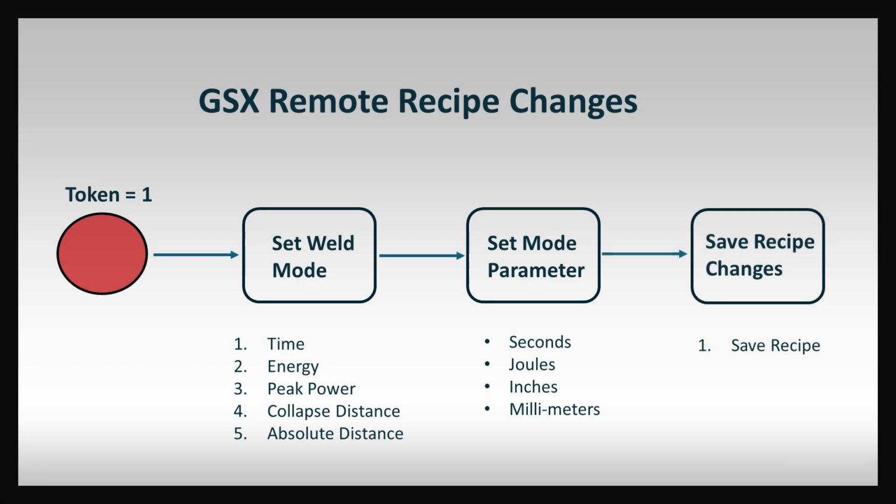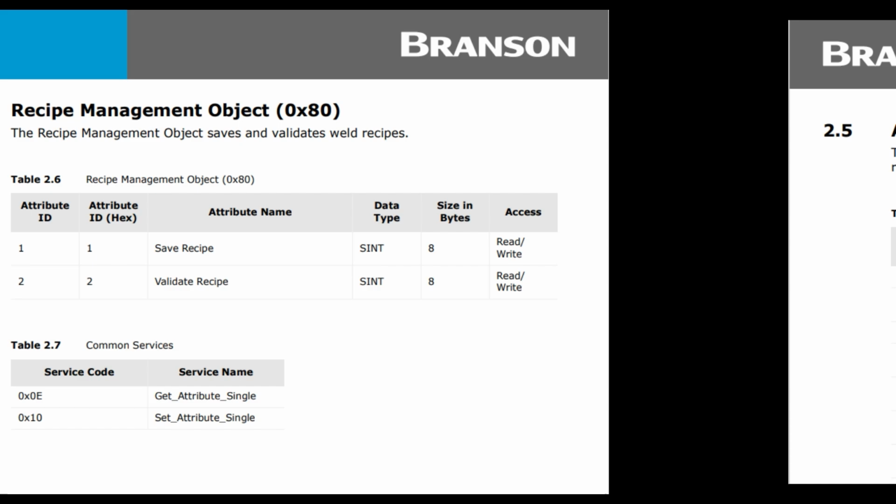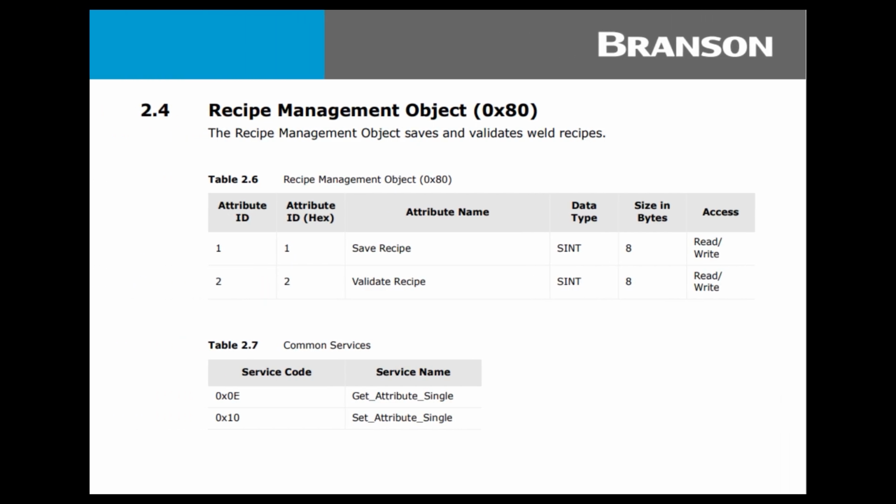In this example, a recipe to weld by energy is messaged from the PLC to the GSX. The weld mode number for weld by energy is 2, and the energy level is 50 joules. The weld mode and parameter attributes, object class, and data types are in the GSX Ethernet IP user guide. The object class and instance for changing the active weld recipe is 81 and 1. The attributes for weld mode and mode parameters are 4 and 5, respectively. The attribute, object class, and service code for saving a recipe is 1, 80, and 10.